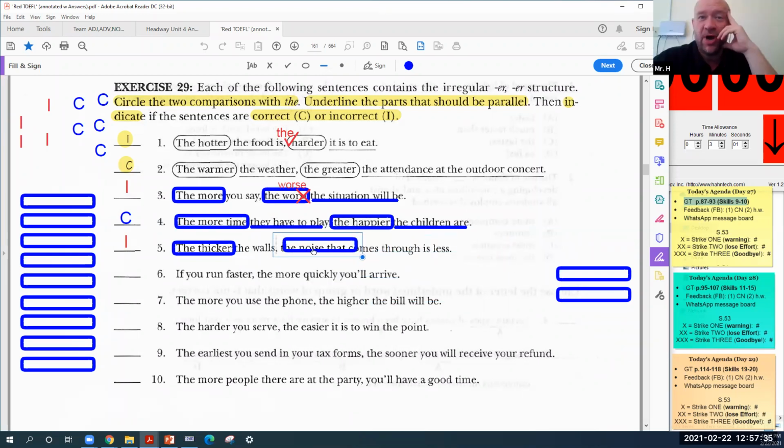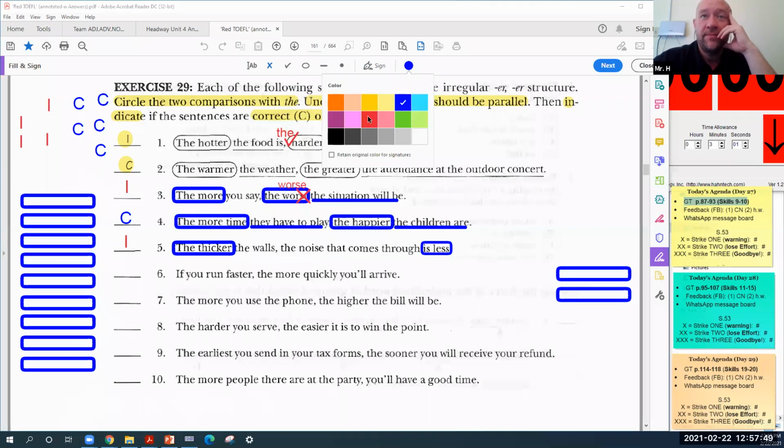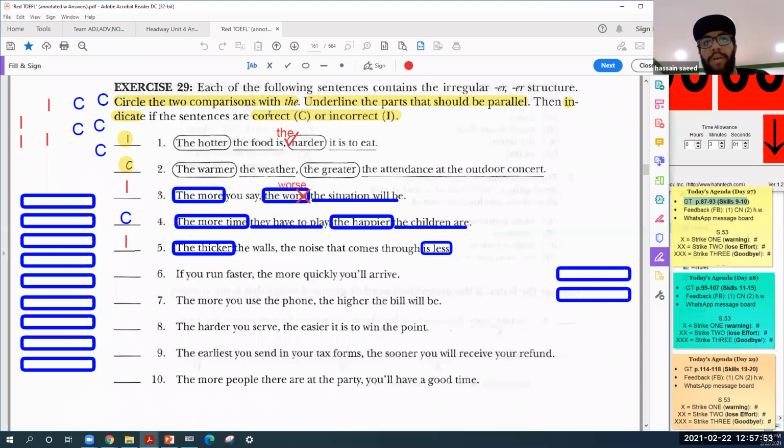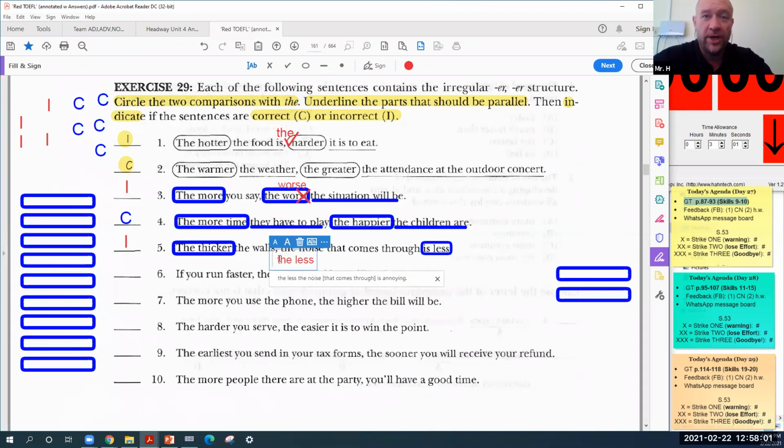Less. But that's a problem, right? We can't put less at the end. You can't say it is less. So what should I do? Any idea? The less in the beginning. The less noise that comes through. That's right. We should say the less the noise that comes through.